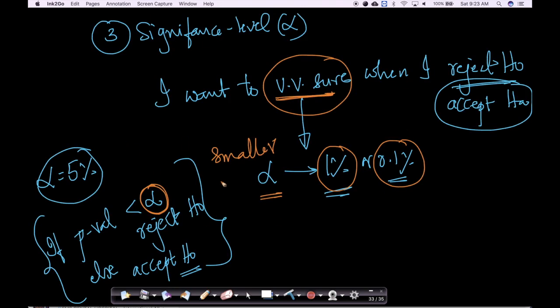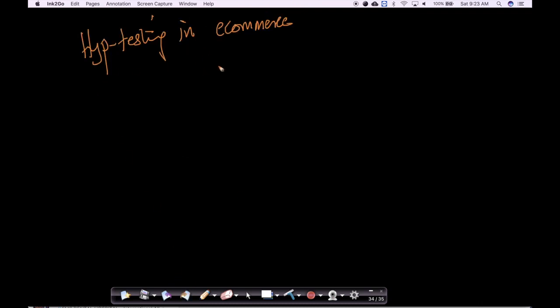Let's assume we are doing some hypothesis testing in e-commerce, where it's not a matter of life and death. You might lose a few $1,000s here and there, but it's not a matter of life and death. In such a case, you could take an alpha of 3% or even 5%.